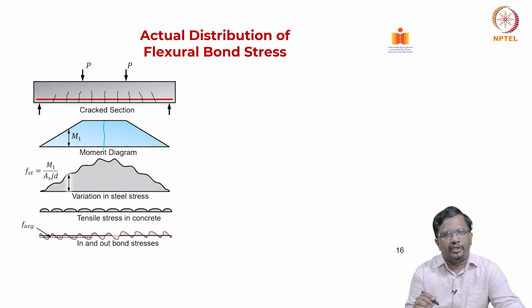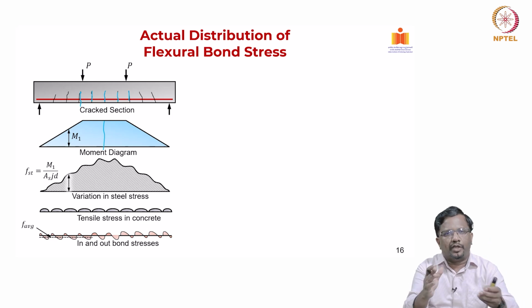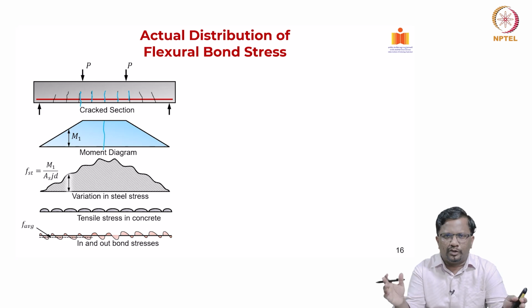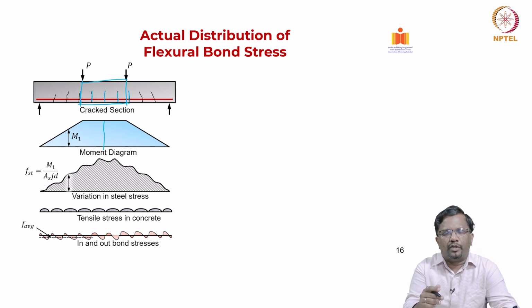But what you will see here is the cracks are not happening everywhere. The cracks are happening only wherever there is a weak link, the crack will form initially, and then the crack will progressively move towards the supports with increase in the loading. Though this region is subjected to the same bending moment, not all the locations are cracked, the cracks are happening only at some discrete locations.